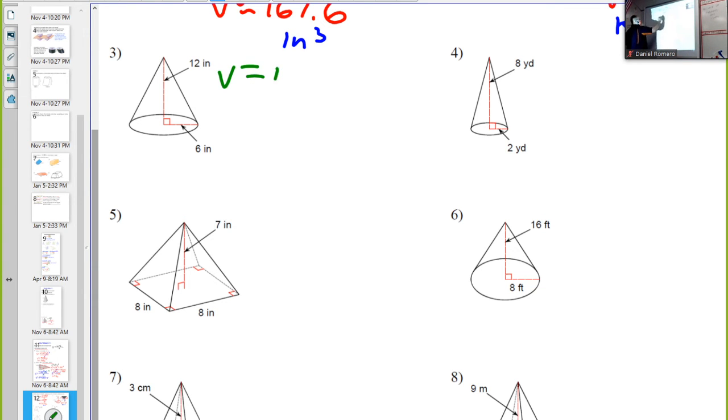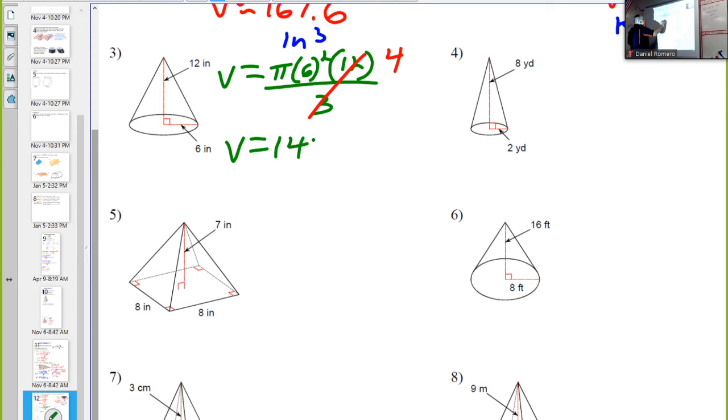Volume is pi times the radius, which is 6 squared, times the height, which is 12, over 3. This doesn't always work out this nicely, but it does here, where the 12 and the 3 can be divided, that gives you 4. So I know that 6 squared is 36, times 4. Then they ask you to round. So if you wanted to round to the nearest tenth, I'm getting 452.4. What would the unit be?